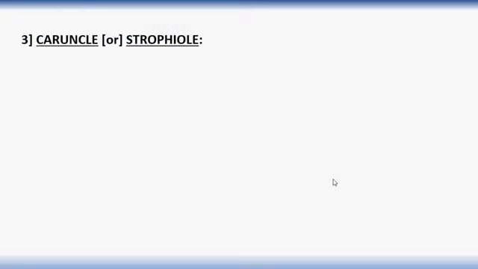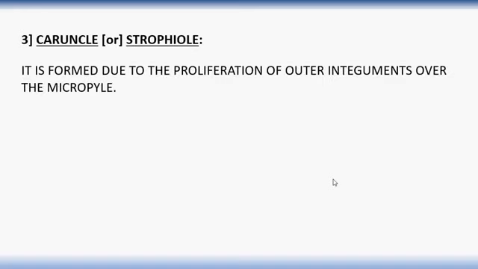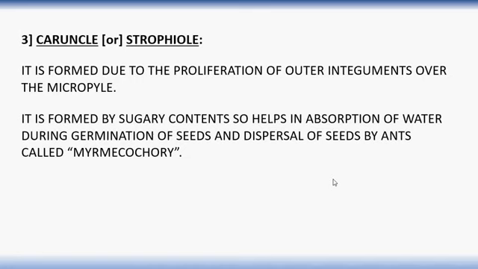Third one, caruncle or strophiole. It is formed due to the proliferation of the outer integument over the micropyle. Proliferation is nothing but divisions of the outer integument over the micropyle. It contains sugary content, so it helps in the absorption of water during germination of seeds and in dispersal of seeds by ants, called myrmecochory. Example: Ricinus, castor.